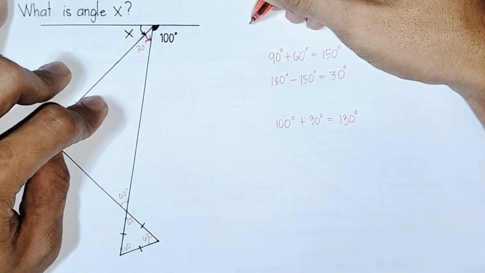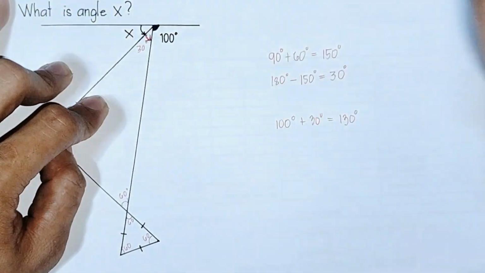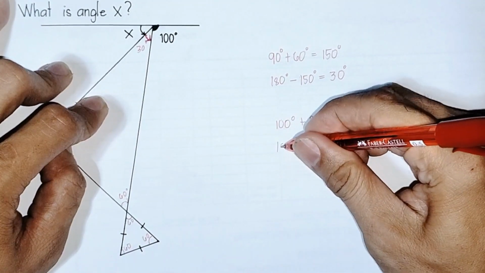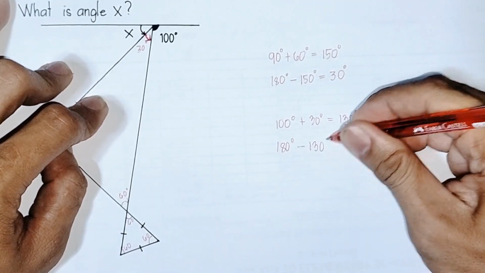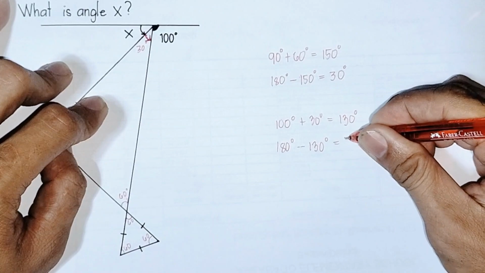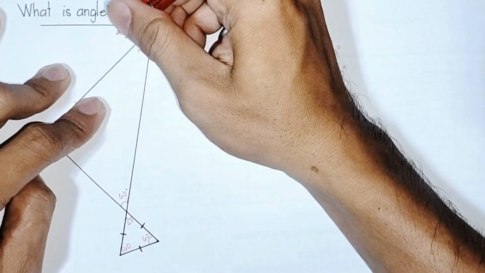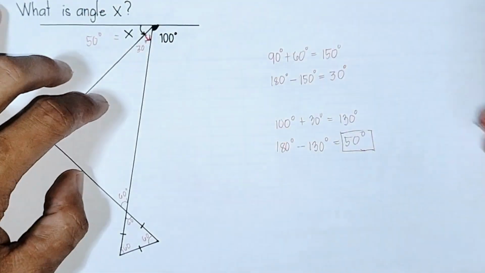Remember, this is a straight line. This is a straight angle. And the straight angle has a measurement of 180 degrees. So we have to subtract 180 degrees minus 130 degrees. And that is equal to 50 degrees. So that means the value of x here is equal to 50 degrees.